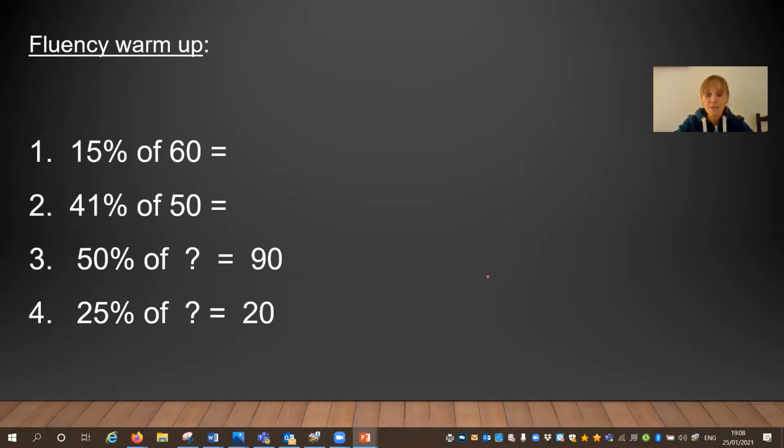Okay, so 15% of 60. Now, hopefully you will have thought to yourself, right, 15%, I need to know what 10% is and 5%, and then I can add those together. So 10% of 60, I divide by 10, so it gives me 6. 5%, I halve 10%, and so I get 3. So my answer for 15% of 60, if I combine those together, is 9.